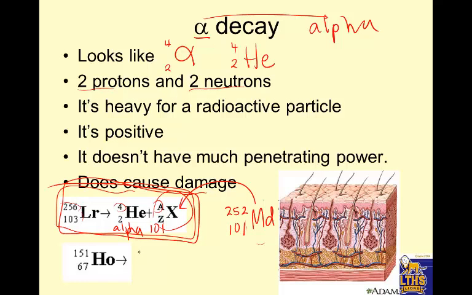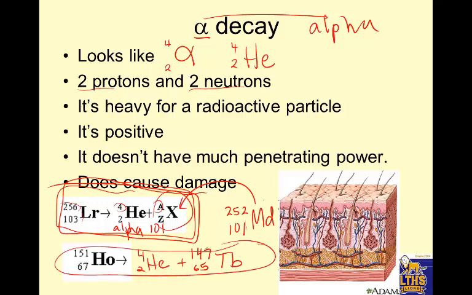It goes through alpha decay, so you can write a 4,2-He right away because I tell you it goes through alpha decay. Then how do I know what the rest of it is? Well, if this is 67, this has to be 65. 151, this needs to be a 147. If I add those up, I get 151. Then how do I know what symbol to put? Well, I look up on the periodic table, and I find out that atomic number 65 is Tb. So this is another alpha decay.